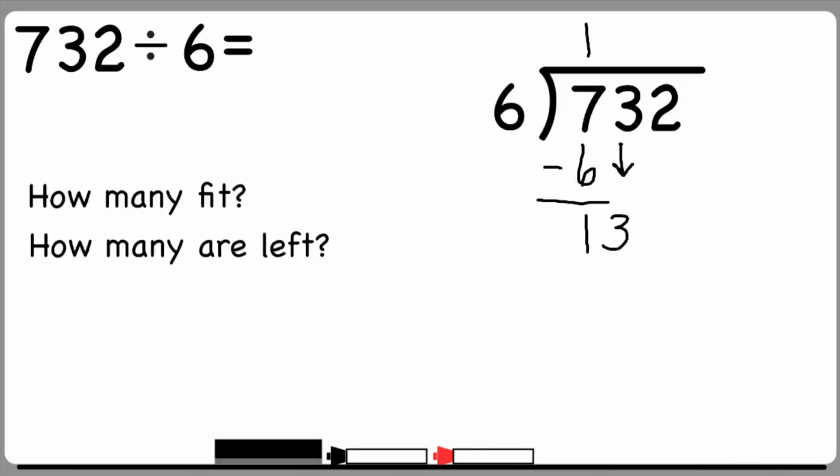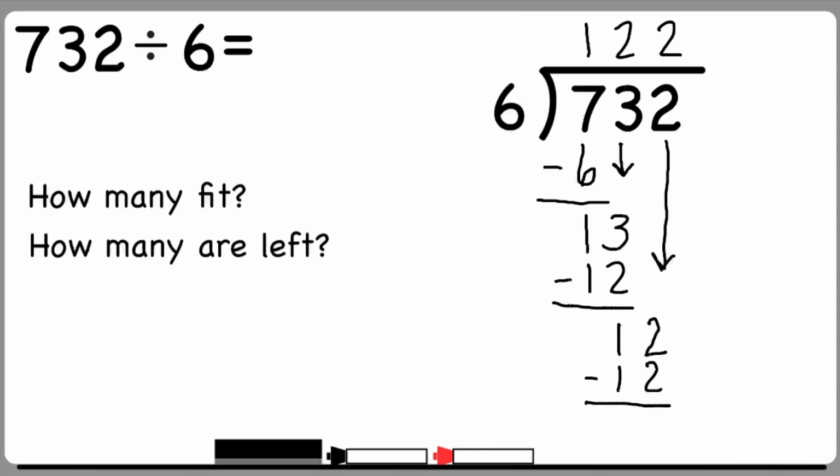How many 6's go into 13? That should be 2. 2 times 6 is 12. How many are left? 1 is left. We'll move over to our last digit, bring down the 2. Again, we're going to ask how many fit. How many 6's fit into 12? Could be another 2. How many are left? 2 times 6 is 12. There are none left over. So 732 divided by 6 is 122.